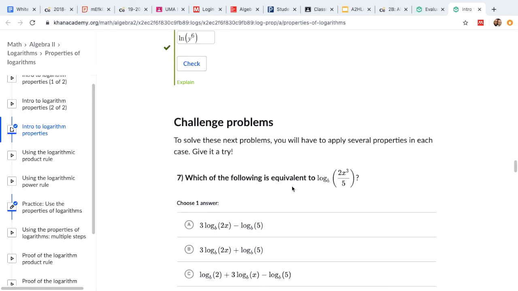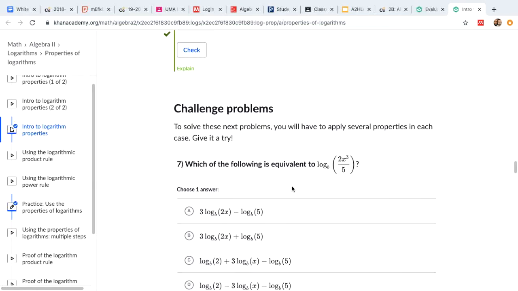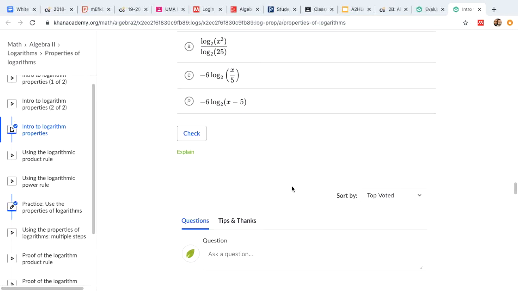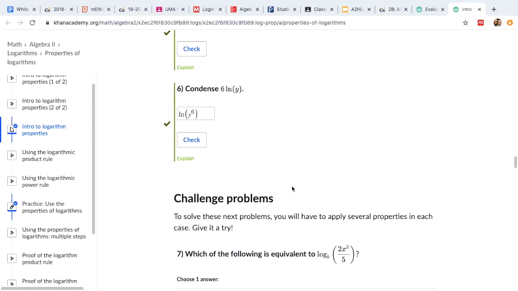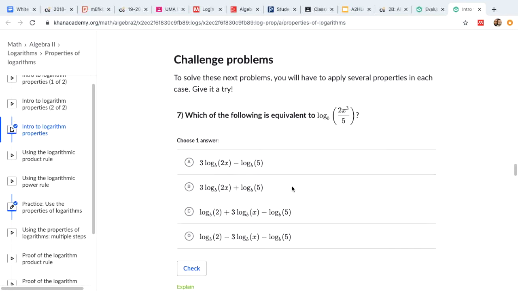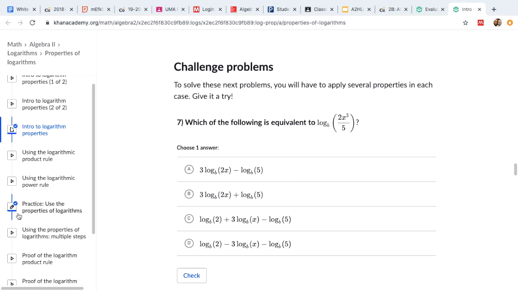Now, here's some challenge problems that's going to have a couple things mixed together, and we'll do a couple of these, and then I want you folks to try. We'll do these too, and then I want you to go to Khan Academy, and you're actually going to do this practice here. I've also sent it to you. It is practice using the properties of logarithms. Okay? So this one's going to have a couple in it.